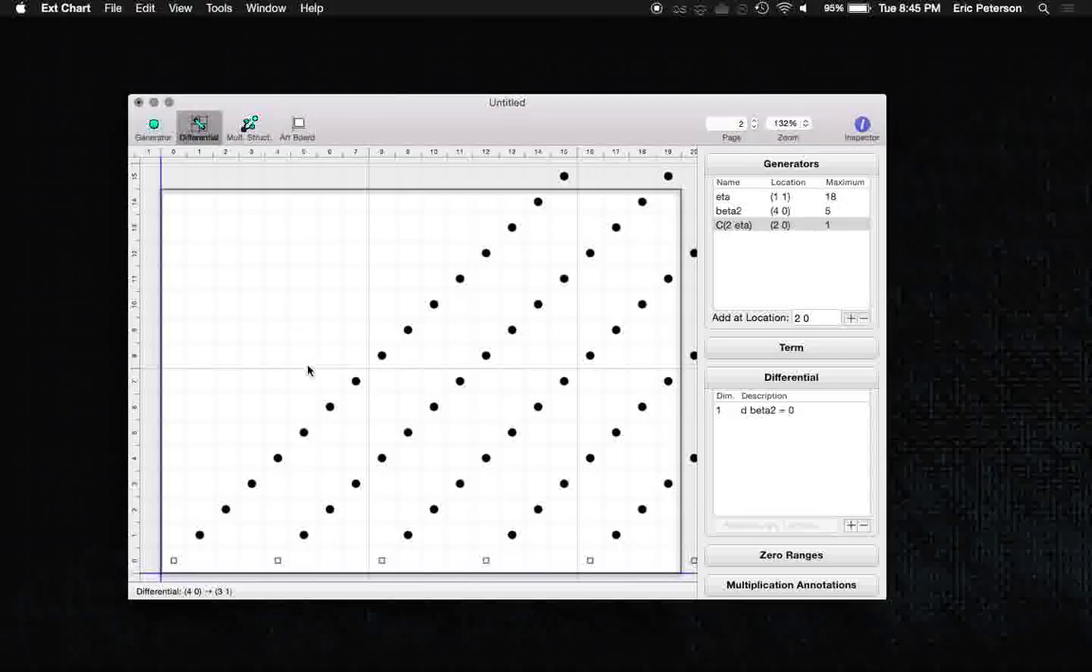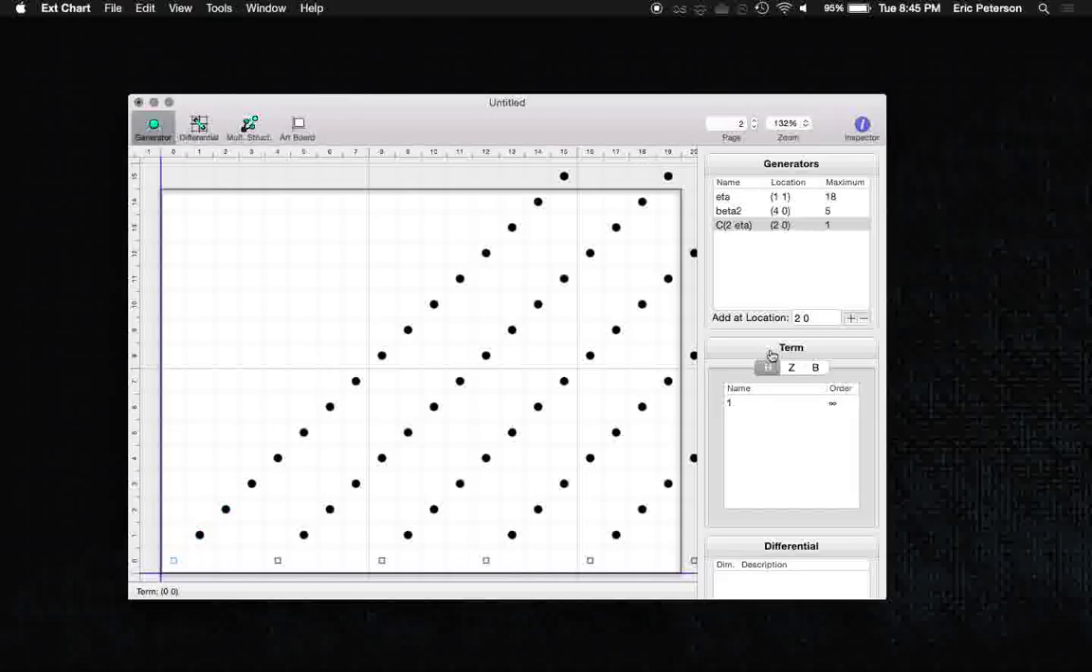When I turn the page, I see something slightly better. So if I inspect these classes now, here's the class 1, here's the class beta squared, which is still a torsion-free class, very good. And I also see that my class eta has become order 2. And similarly, all of these mixed products, because they contain etas, are also order 2.